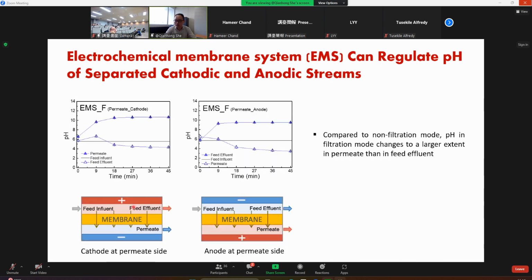And we also tested the filtration mode. During the filtration mode, you can put the cathode either on the permeate side or on the feed side. So in this case, there's a change of the pH in both the feed side and the permeate side. And we can effectively achieve adjustment of the pH in this electrochemical system when we use the membrane to separate the two streams.